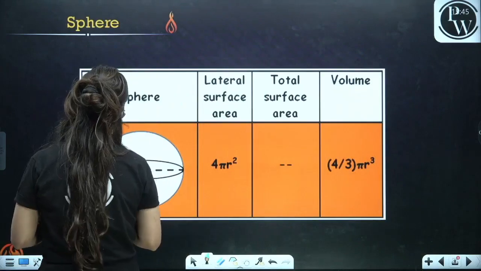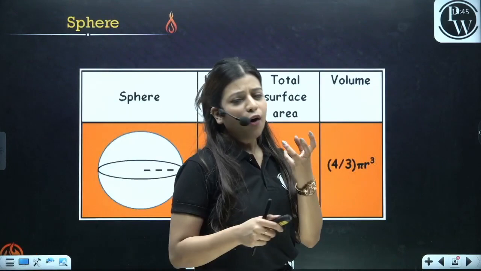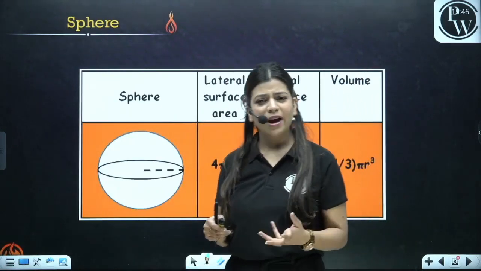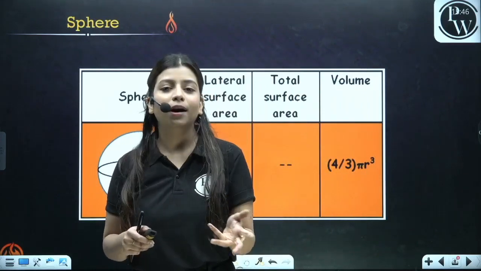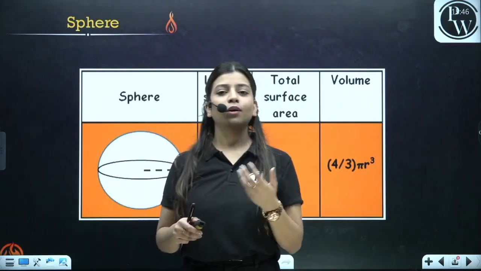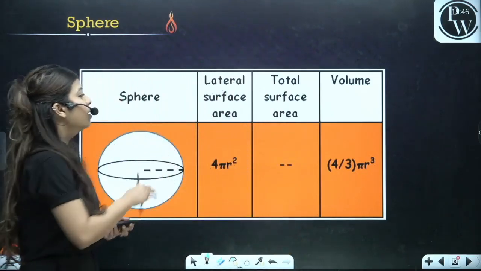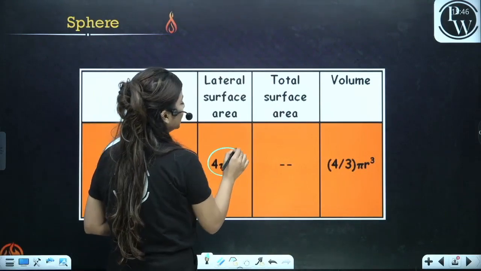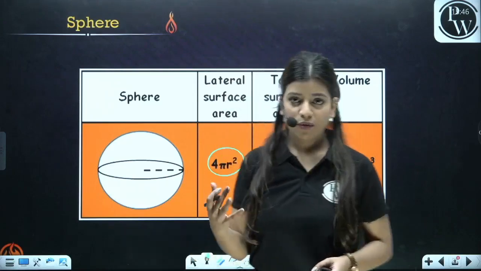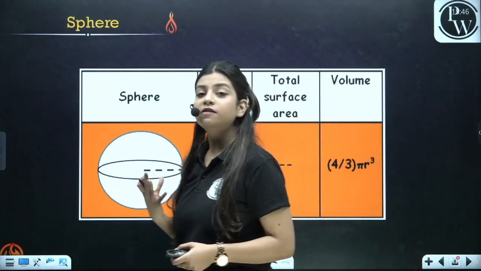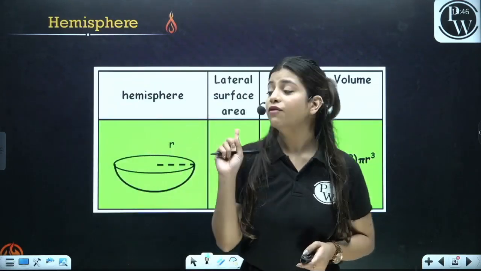Now talking about the sphere, your ball, your cricket ball, your football, all these are examples of a sphere, right? And if I see a sphere, we can see there is only a curved part in a sphere. There are no circular upper endings, lower endings, nothing like that. So in the case of a sphere, we only have lateral surface area, or we can say curved surface area, and the curved surface area and the total surface area are the same, right? The volume is 4 by 3 pi r cube.